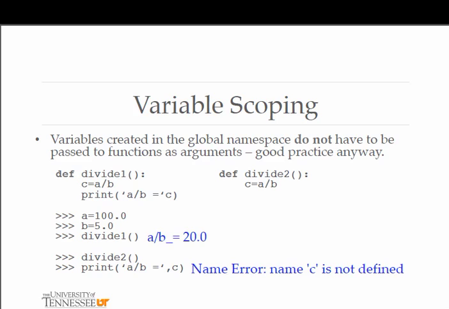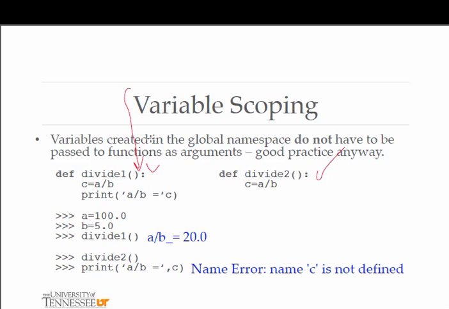Let's have two functions here. One is called divide1, and the other is called divide2. Notice that in the case of divide1, we have a variable c which will be a divided by b, and that's making the assumption that a and b are available in the global namespace for this function because clearly they're not in the parameter list. So you see no a and b in this parameter list because there are no parameters passed to this function. So a and b must be in the global namespace. And then there's just a print of the string a/b equals and then the result.